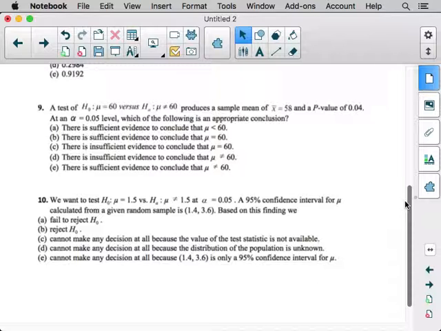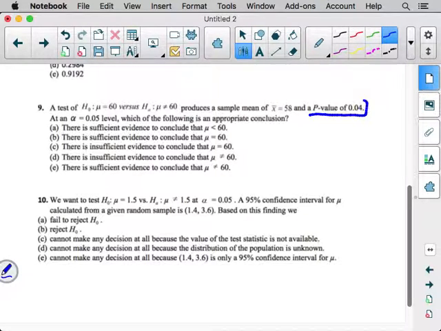A test of mu equals 60 versus mu does not equal 60 produces a sample mean of 58 and a p-value of 0.04. At a 5% level, which of the following is an appropriate conclusion? So whenever we're trying to draw a conclusion, don't we always focus on the p-value? Isn't that really the critical component to making a decision about this test? So at the 5% level, notice our p-value is less than that 5% level, right? So because that 0.04 is less than the significance level, what decision do we come to?